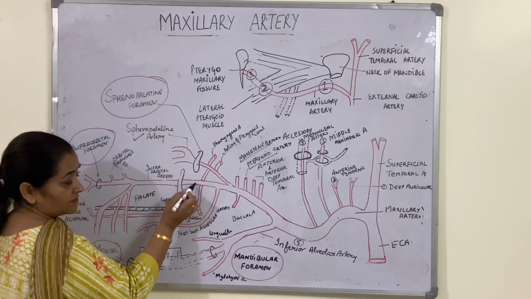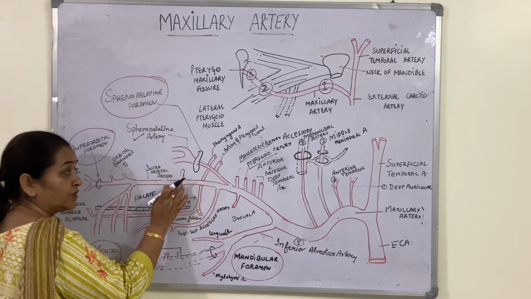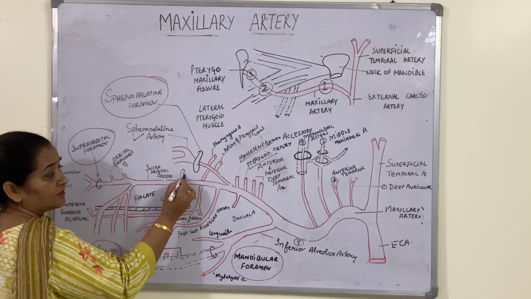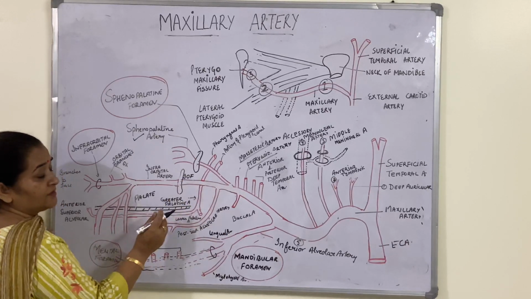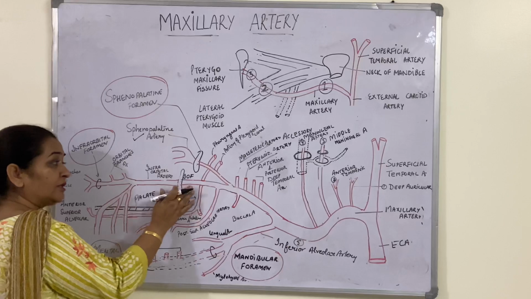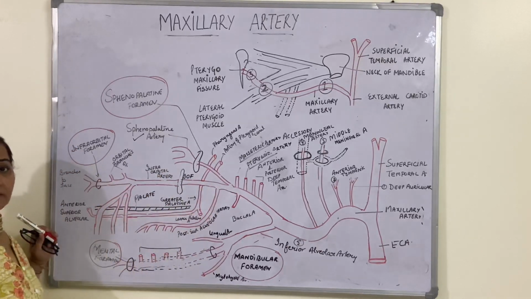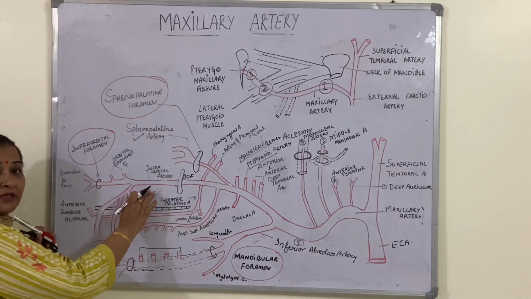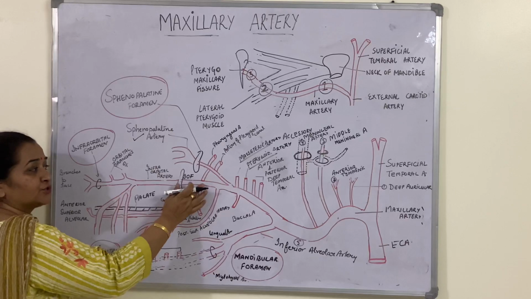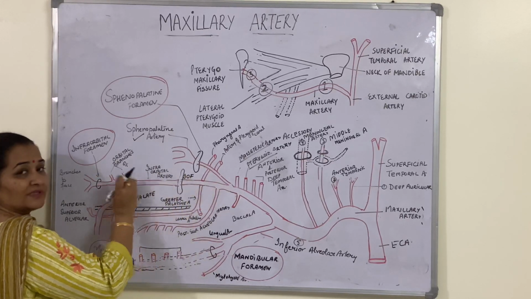Now this artery leaves the pterygopalatine fossa through the inferior orbital fissure. So this is the inferior orbital fissure. Through this inferior orbital fissure, it enters into the orbit. Now the name of the artery changes from maxillary artery to infraorbital artery. Now we call it the infraorbital artery. In another way you can say it is a continuation of the terminal portion of the maxillary artery.